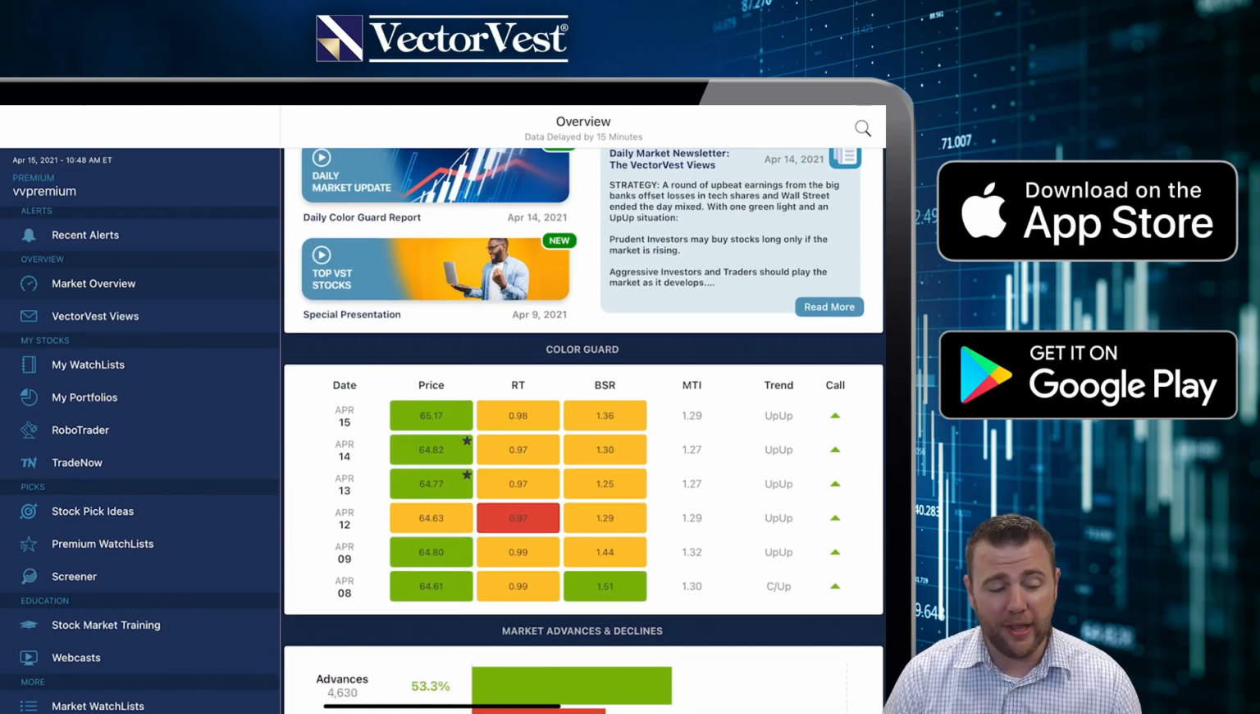If we scroll down a little bit, we get the color guard, where we start to break down our analysis on the overall market. So the first thing we look at is the VectorVest Composite, or the VVC. It's an indexed arithmetic average of about 8,500 stocks that we currently track in the US market. We use this because we feel it gives us a better representation of what's actually happening in the market, because it's not just looking at a basket of 30 or 500 or the Nasdaq 100, but it's looking at 8,500 stocks. So it gives us a lot better feel for what's actually happening in the markets.